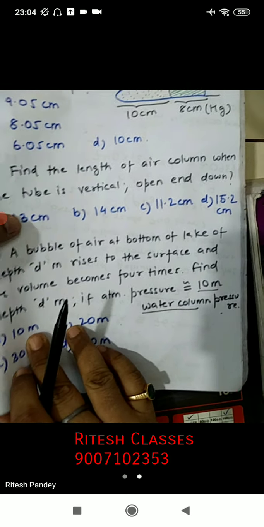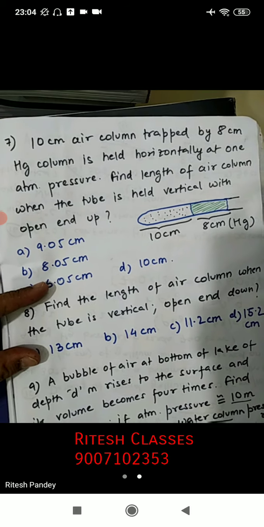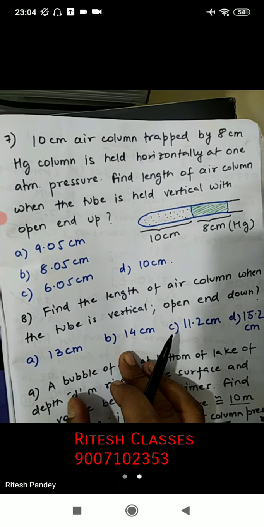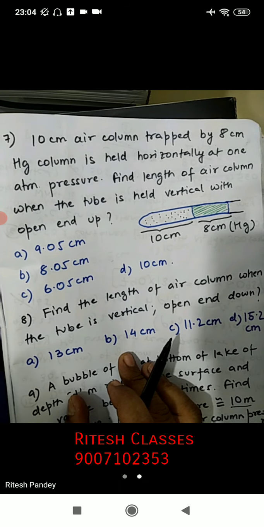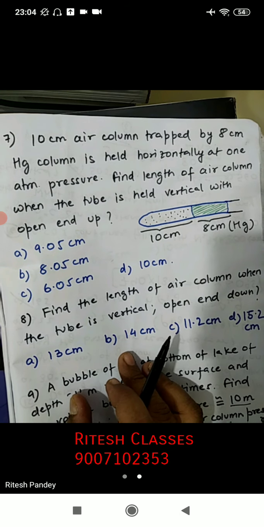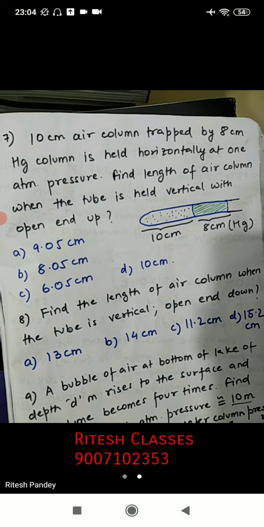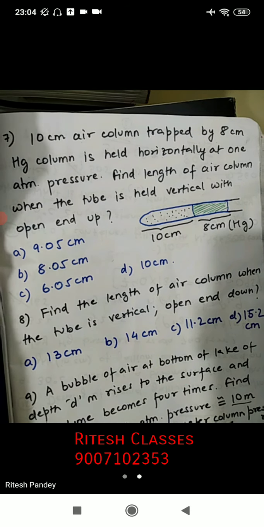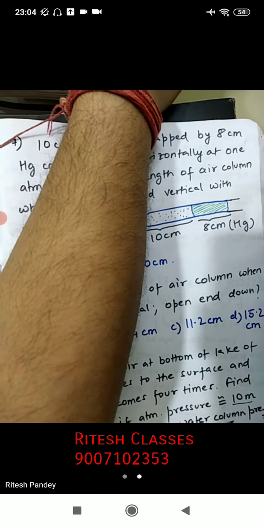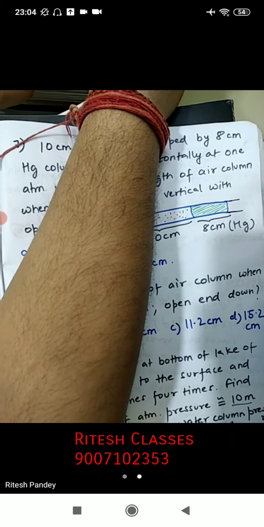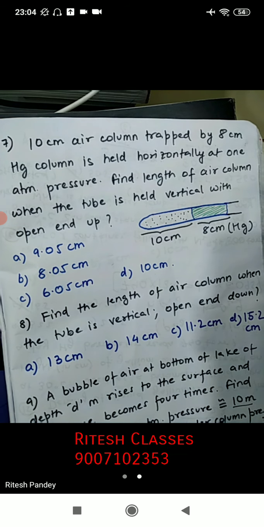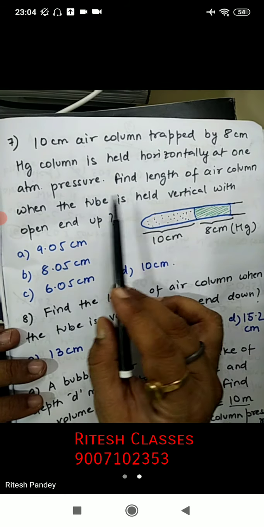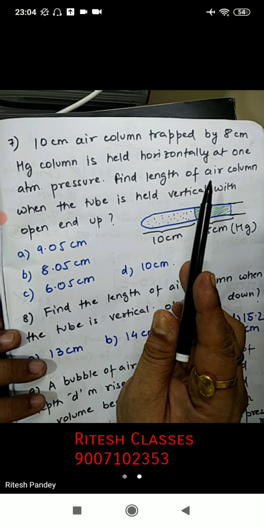Now, question 7, again, you will want to read it first. It's again a little application oriented. There is a 10 centimeter air column trapped by 8 centimeter mercury column, and it's held horizontally. Initially, it's held horizontally. The language of the question is very important here. 10 centimeter air column trapped by 8 centimeter mercury column is held horizontally at 1 atmospheric pressure.